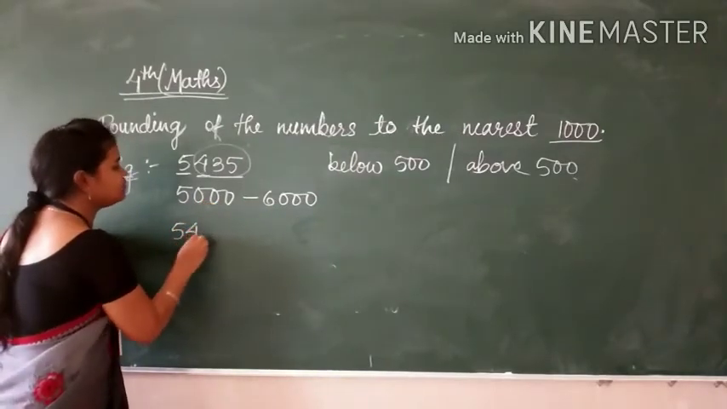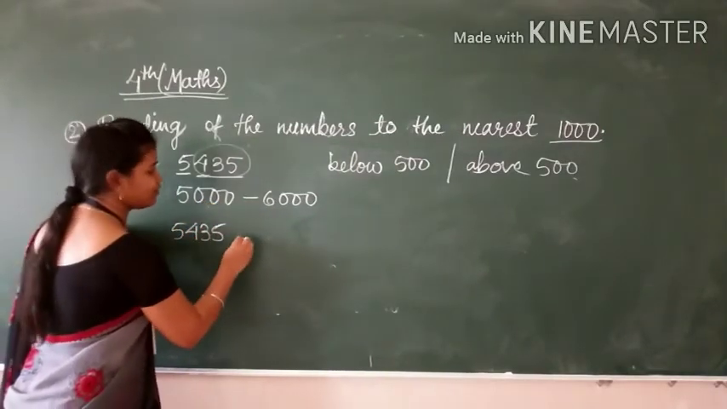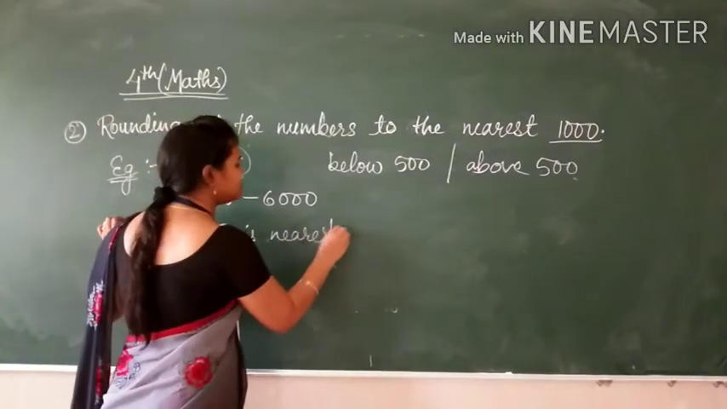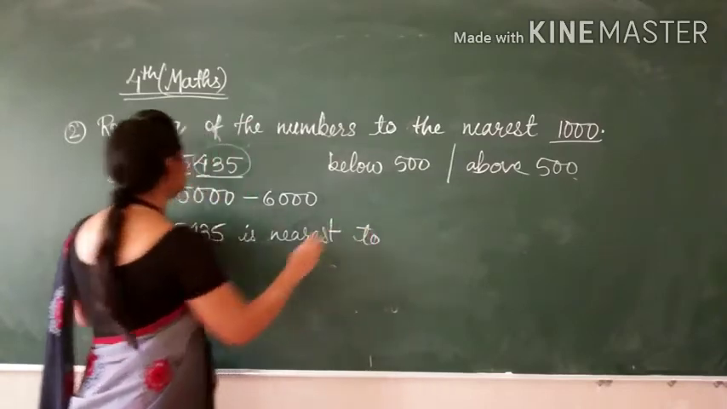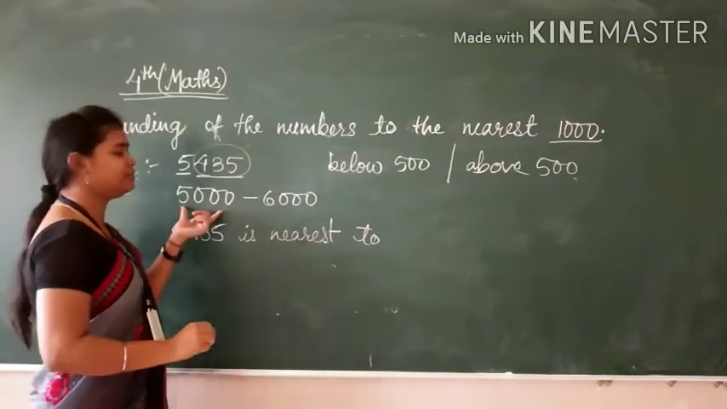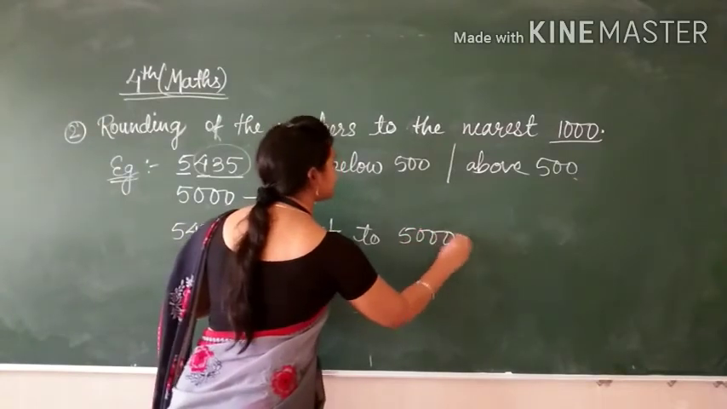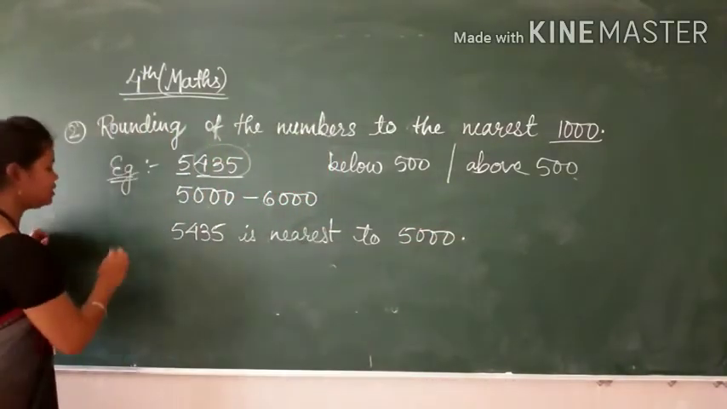So 5435 is nearest to which number? Nearest to 5000 or 6000? It will be nearest to 5000. Again, I am giving you one more example.